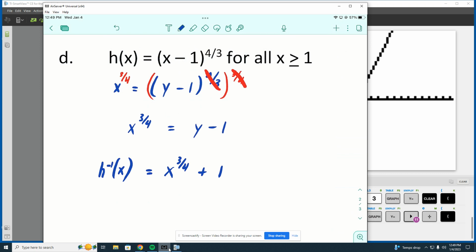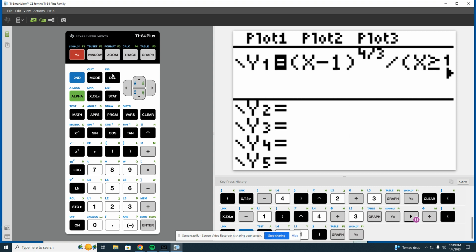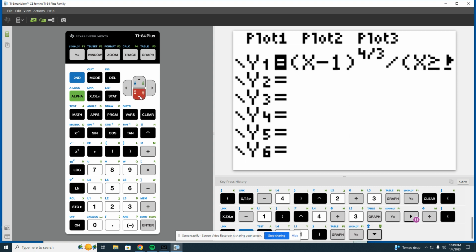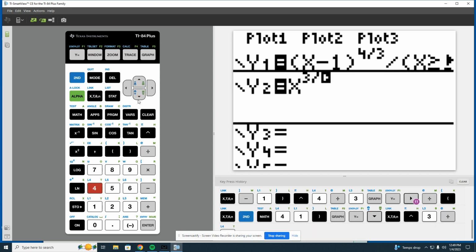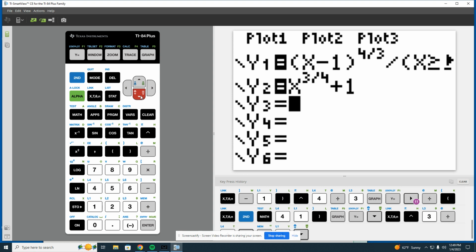Now let's go check to see if we did it right. Y'all ready? Let's go over here to y equals. Let's leave the original just the way it is. And let's type in x raised to the 3/4 power. And then scroll down and put plus 1. Don't leave it up there. And then we're also going to type in what?